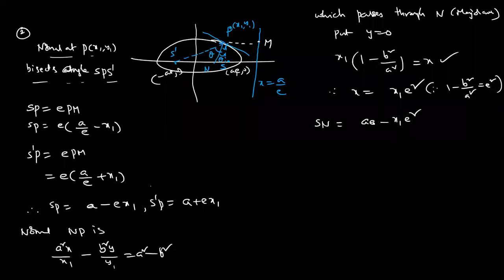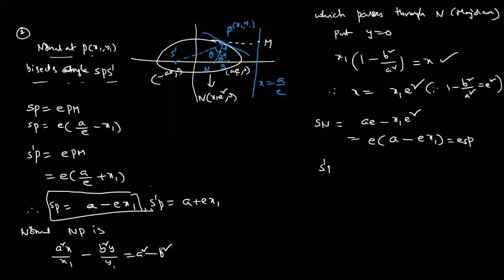See carefully. From these cases, I am finding the distance SN. N means (x1 e square, 0). So find the distance between these 2 points: ae minus x1 e square. So what is the common factor? Take e as a common factor: e times (a minus e x1). So a minus e x1, what is the answer? That is SP. So SN is e times SP.